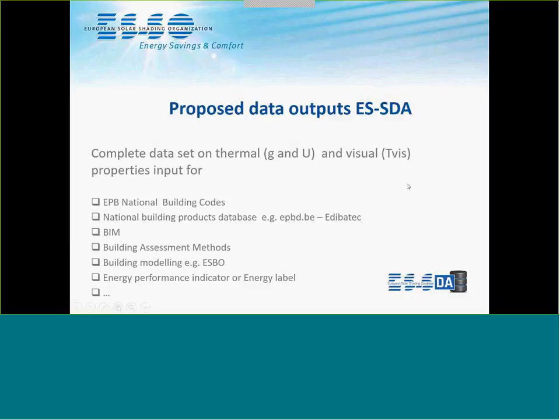So the proposed data outputs will be about G and U values and the visible properties values, and these outputs can then connect to the national building codes or the EPB calculations, can also connect to product databases, to the BIM, to building assessment methods, to building modeling, maybe also to an energy label in the future, who knows, but there are many possible outputs.